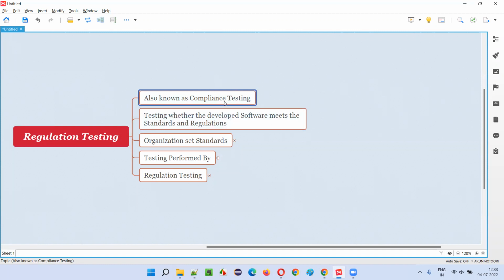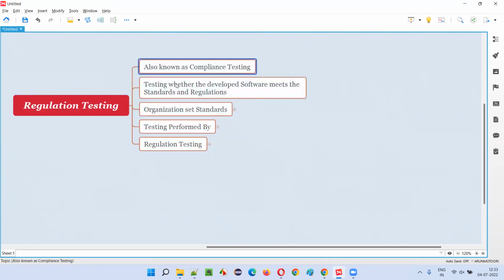As explained in one of the previous sessions of this series, compliance testing is performed to test whether the developed software meets the required standards and regulations or not. So it's also known as regression testing. Compliance testing and regression testing, both are the same. They check whether the developed software meets the required standards and regulations or not.